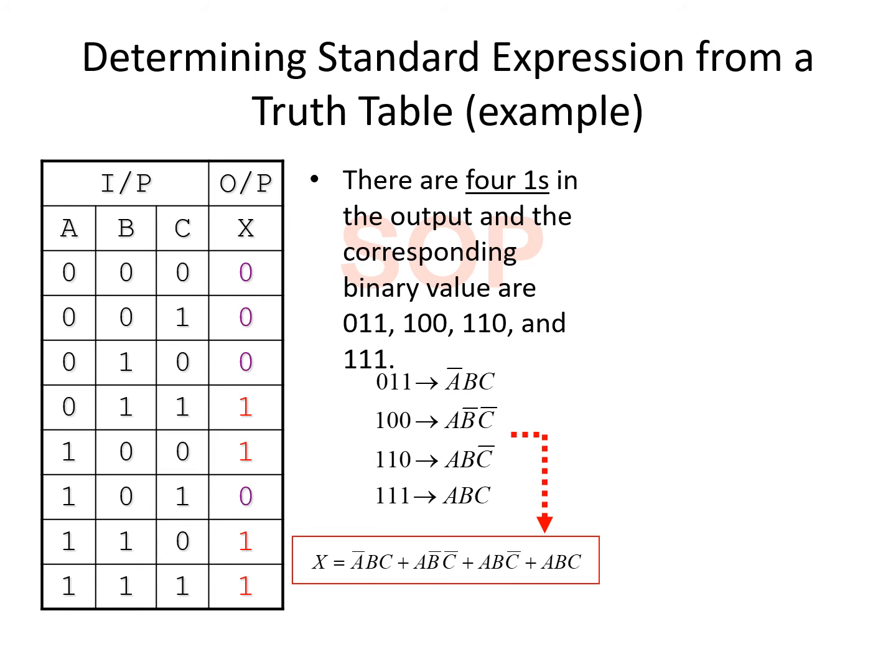So the expression for the output from the truth table is X is equal to A bar B C plus A B bar C bar plus A B C bar plus A B C.